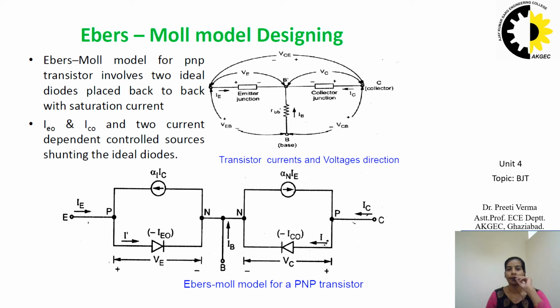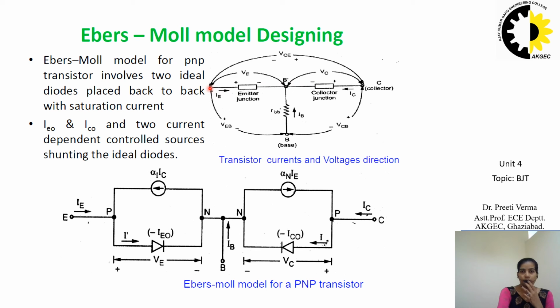So the two diagrams are represented here. The first one is the transistor current and voltage direction representation, and the second one is the Ebers-Moll model of the PNP transistor. In the first diagram, we can see there is an emitter current IE flowing into the emitter junction. Across the emitter and base we have voltage VE, and between the base and collector we have voltage VC.